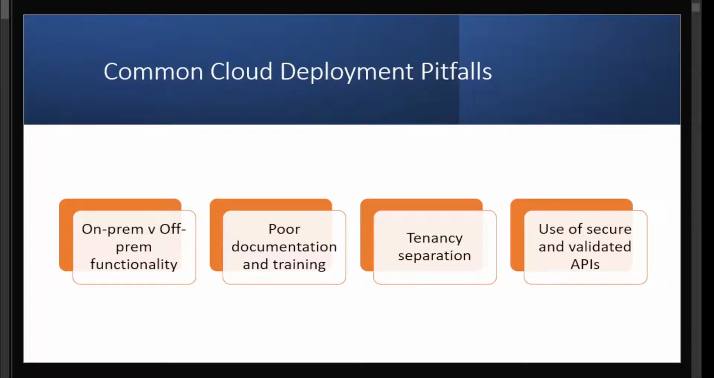So, some common cloud deployment pitfalls. There is on-premises versus off-premises functionality. They're two different things. Poor documentation and training. Everything needs to be documented properly during the development process. With poor documentation, there will be a lot of issues in fixing problems and identifying problems properly. Tenancy separation, which we talked about just prior. Use of secure and validated APIs. All APIs need to be secured and validated properly. Otherwise, you can have a lot of issues with on-path attacks and information bleed.